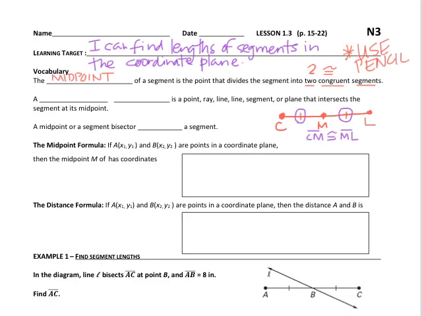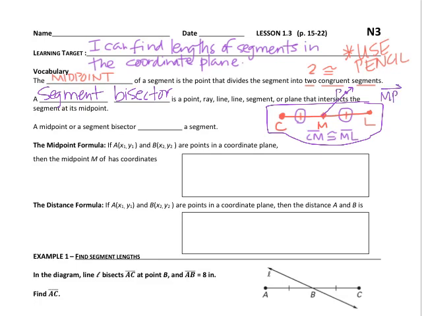We're going to move on and discuss the segment bisector. A segment bisector is a point, line, line segment, or plane that intersects a segment at its midpoint. So if we were to consider the picture that I have drawn here, this segment right here has a segment bisector. Right now it's point M, but what if I connected it to another point, let's just say P?